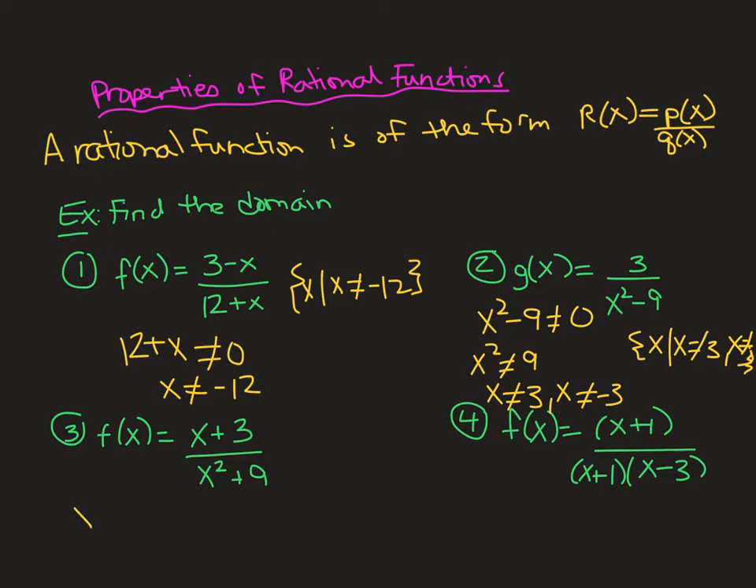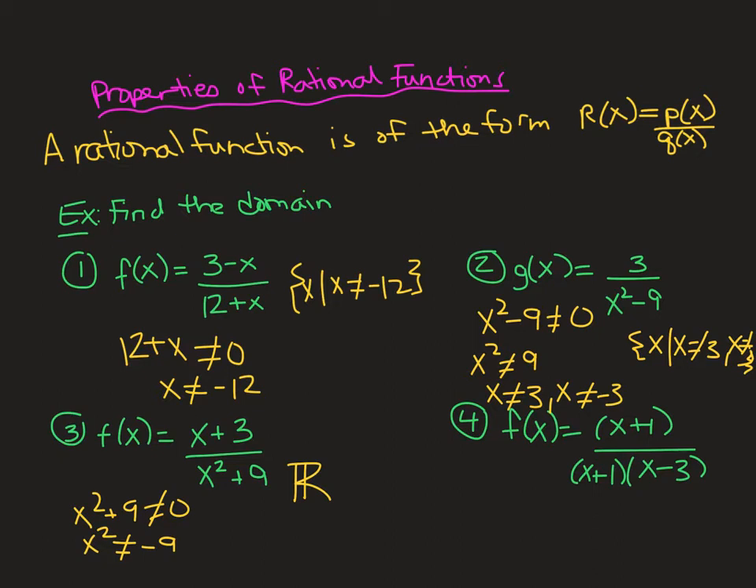For number 3, if you try to set this denominator equal to 0, you actually get an imaginary number. We are not going to write that x is not equal to positive or negative 3i. That doesn't actually count with the domain. So we're just going to say that my domain is all real numbers.